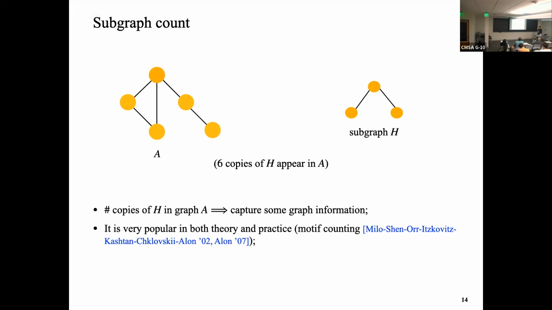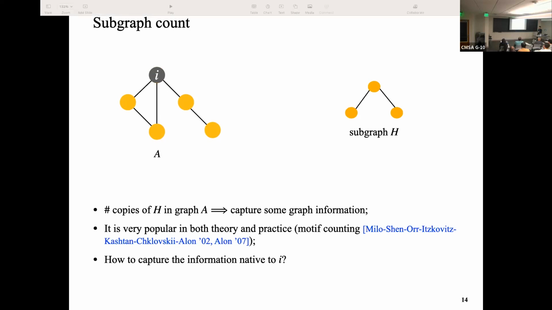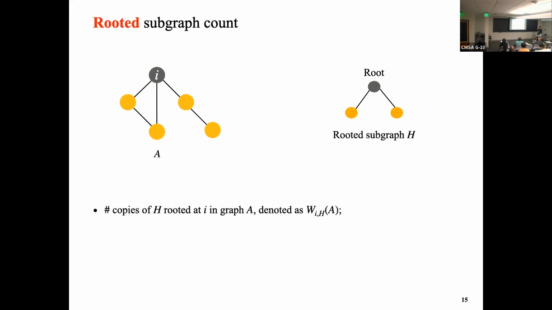And it's used a lot in both theory and practice, sometimes known as motif counting in biological network analysis. And how do you capture the information native to a single node? Because this is what we want, right? We do not want this type of more global information, like the number of triangles in the graph. And if you want information pertaining to a given node, a natural twist on this is to count rooted subgraphs, right? So count the number of wedges incident to a given node, with that being the root. So in this case, there are three copies. Okay.